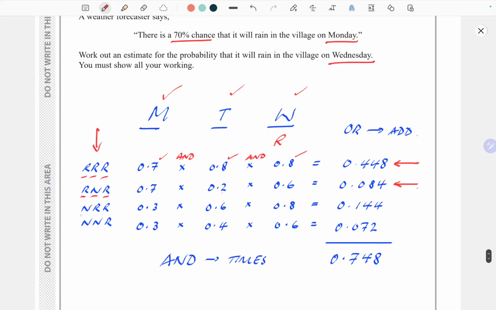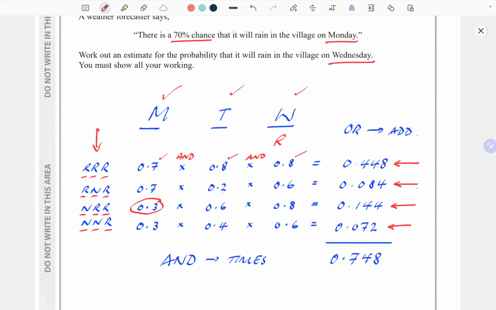Different combinations. And next one, no rain on Monday, rain on Tuesday, rain on Wednesday. And the one after that is no rain, and then rain on Wednesday. Remember that the chance of no rain on Monday is 0.3. And the rest of it is as we have used before. So you get these 4 different ways, combinations of getting rain on Wednesday.